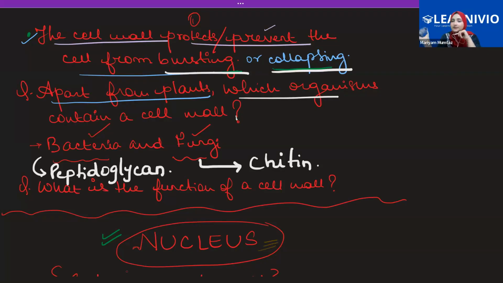Plasma membrane is clear. Yes, ma'am. Different types of solutions are clear. Yes, ma'am. And cell wall is clear. Yes, ma'am. Okay, very good.